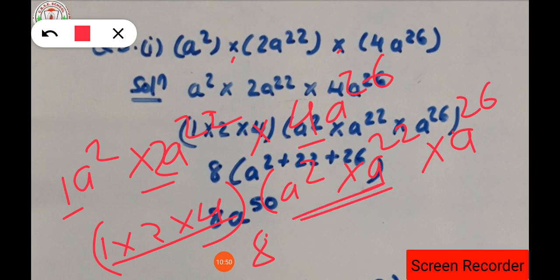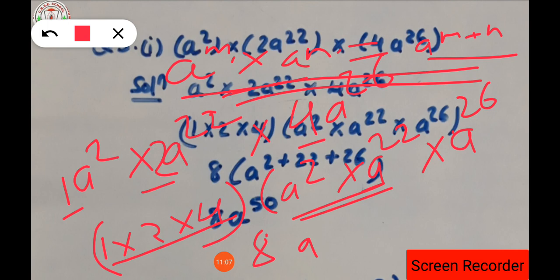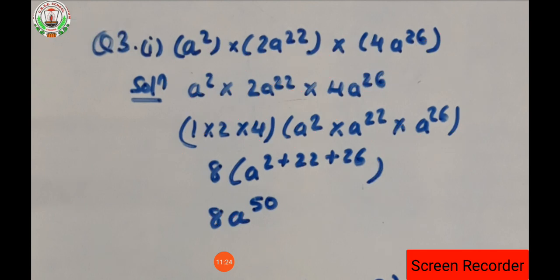Now what about this? As we know, according to the laws of exponent, when the bases are the same and multiplication is there between the bases, their powers get added, isn't it? So this is the laws of exponent. According to this, all the powers of a will be added. When we add all the powers of a, it will become a to the power 50. So what is the answer for this? That is 8a to the power 50 will be the answer.